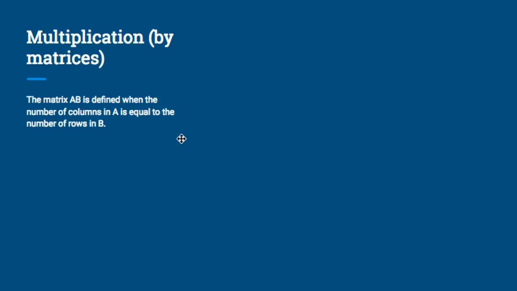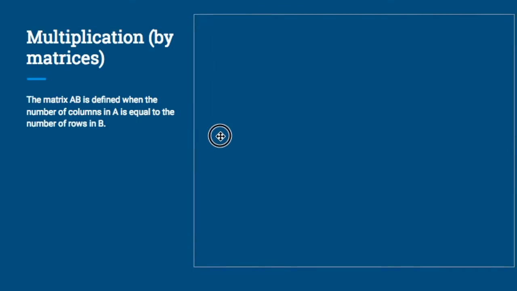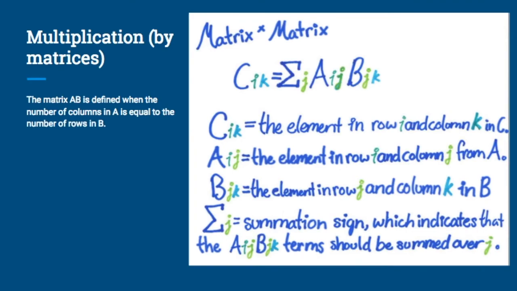Another form of multiplication is multiplying by matrices. How would you multiply two matrices? Well, as you can see, the product of matrices A and B is defined when the number of columns in A is equal to the number of rows in B. That means that if the number of columns in A is not equal to the rows in B, it cannot be multiplied. So, we can see this in here.